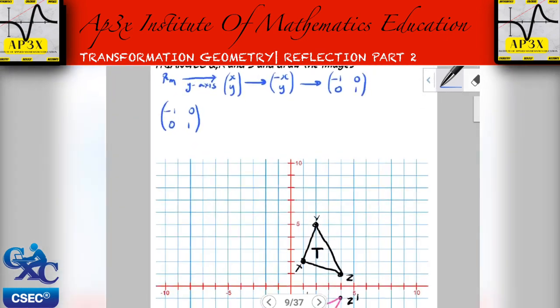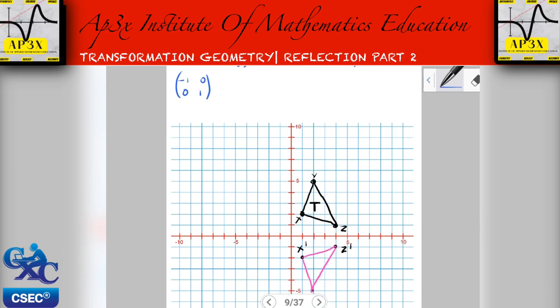Now bear in mind that when you read the question, sometimes they'll ask you to reflect the original object, or sometimes they'll ask you to reflect the image. So you have to read the question to know whether you're reflecting the original or a different shape that is on the diagram here.